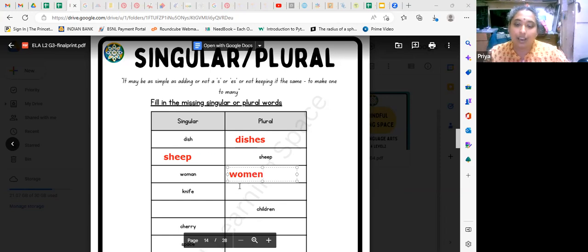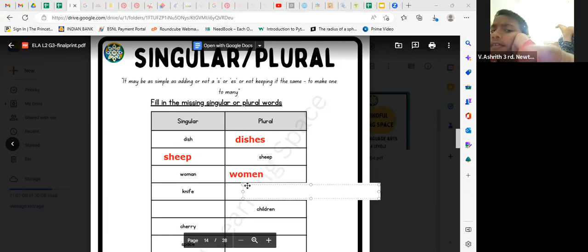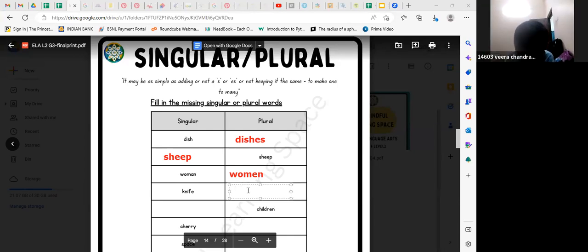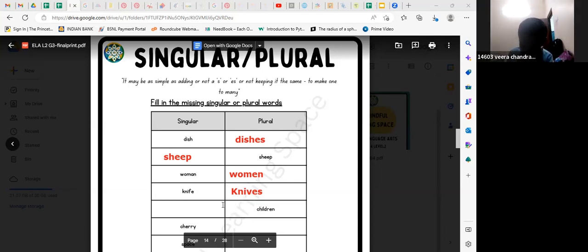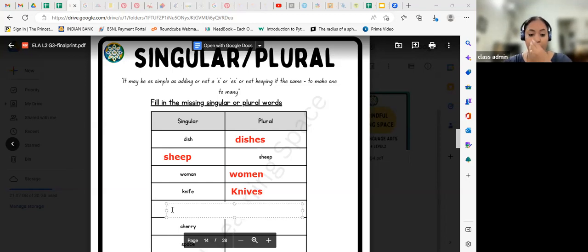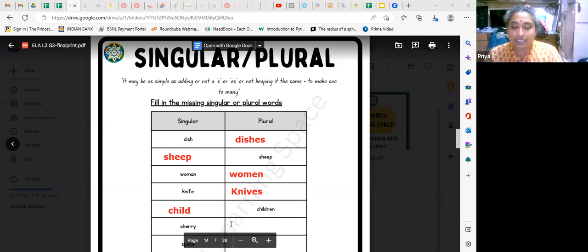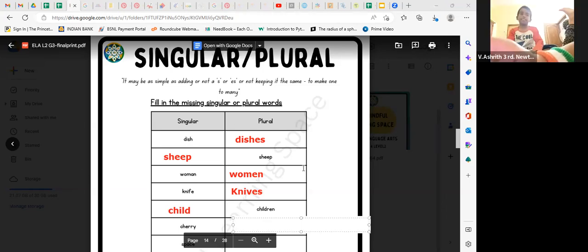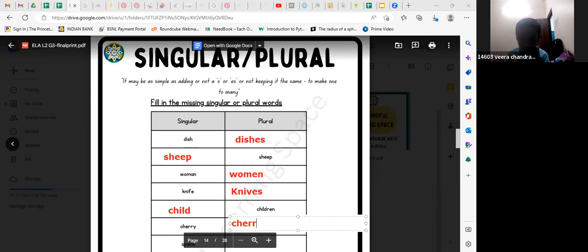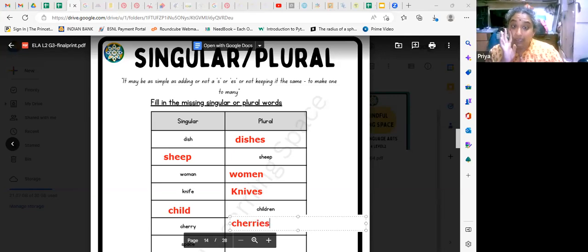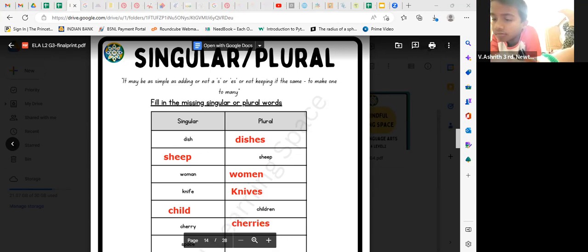Nice, Rishikesh. Okay, who can tell me the plural for knife? Knives. Very good, Meet Chandra. Can you tell me the spelling? K-N-I-V-E-S. And what is the singular form of the word children? Child. Very good, child. And for cherry, it is? Cherries. Very good. What is it for space?